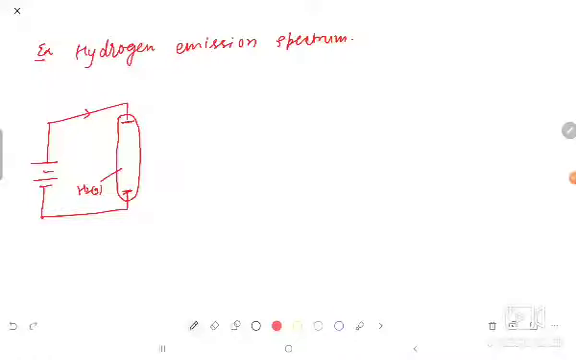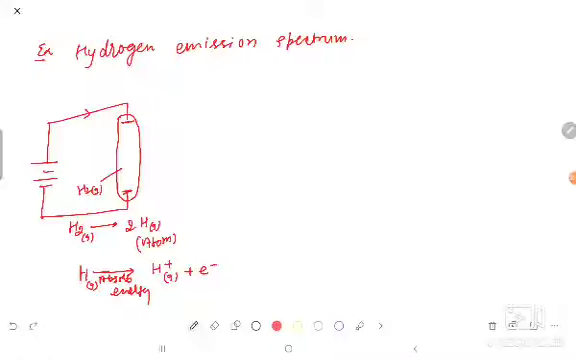So that is what is happening. H2 gas is breaking into 2H, hydrogen atoms. This is the atomic form. Now keep in mind, the hydrogen atom is going to absorb energy. If it absorbs energy, the electron will come out, just like ionization energy. If the hydrogen atom absorbs energy, the electron will be out.